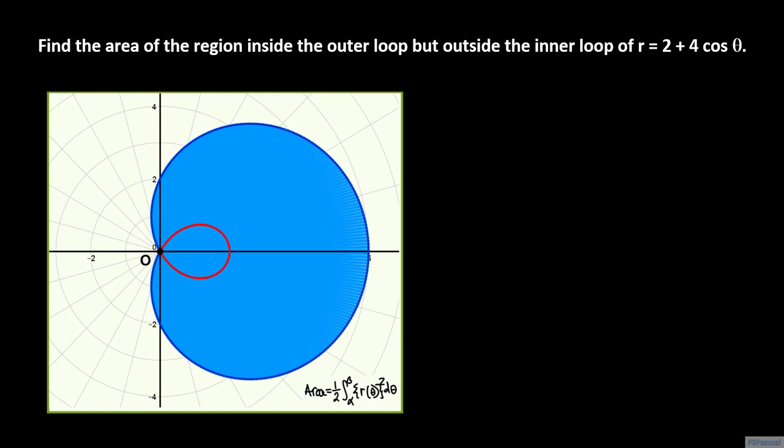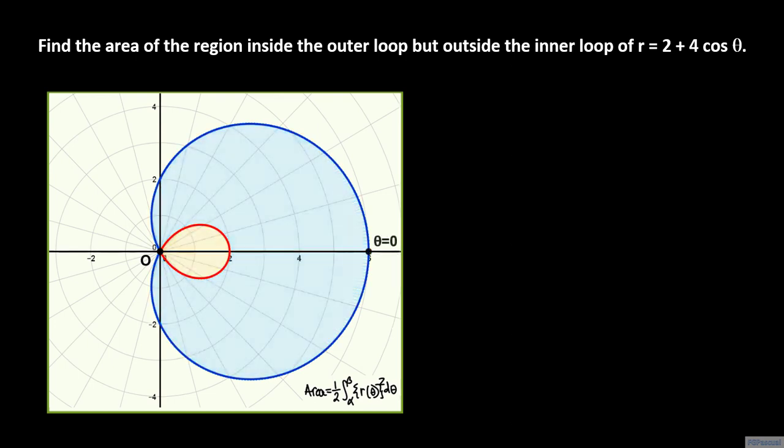Our strategy will be first to set up the area that is inside the outer loop. Then we set up the area for the interior of the inner loop. And finally, we subtract the inner loop area from the outer loop area. As is often the case with setting up definite integrals, finding the limits of integration is of prime importance. So we must find at what theta value each loop starts and at what theta value it completes the loop.